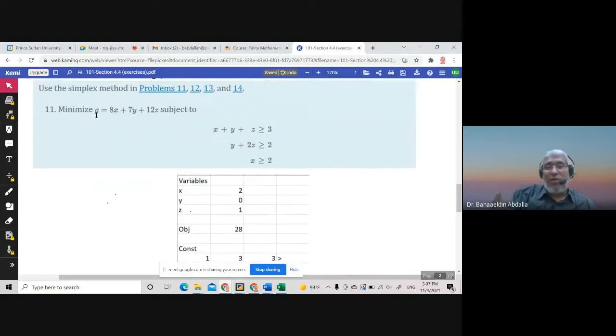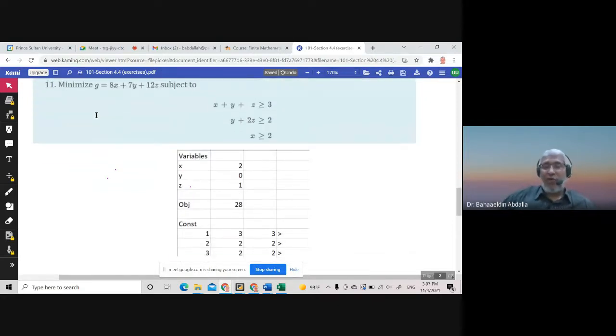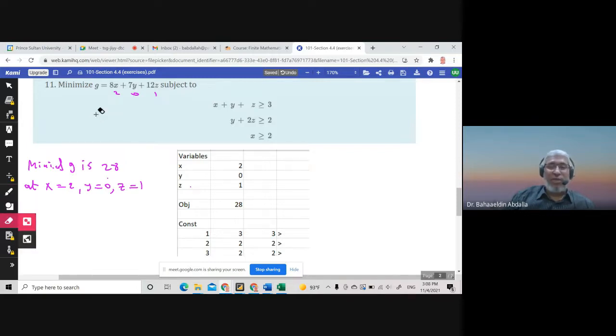Excellent. So maybe also I can write the answers for you to understand. We can write the answer that the minimum of G is 28 at x equals 2, y equals 0, z equals 1. And we can check if we put x 2, y 0, z 1, 12 plus 16. 12 plus 16 is really 28. So that's good. Everything is fine.